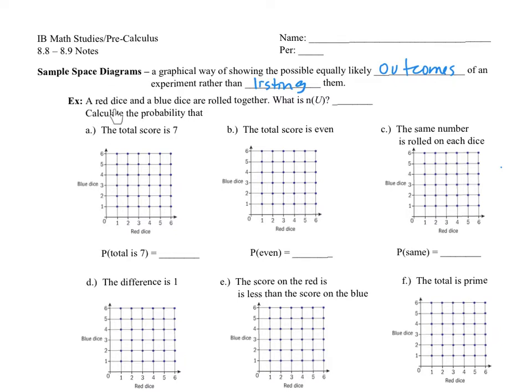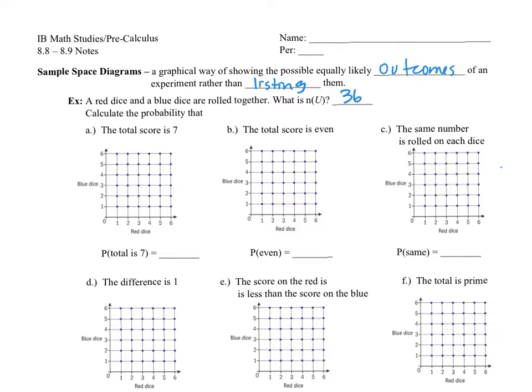Let's say that we have a red dice and a blue dice, and we're going to roll them together. So let's first of all talk about how many elements are in the universal set. What's the total of all possible outcomes? Well, the red dice has 6 faces and the blue dice has 6 faces, and 6 times 6 is 36. So there are 36 possible outcomes.